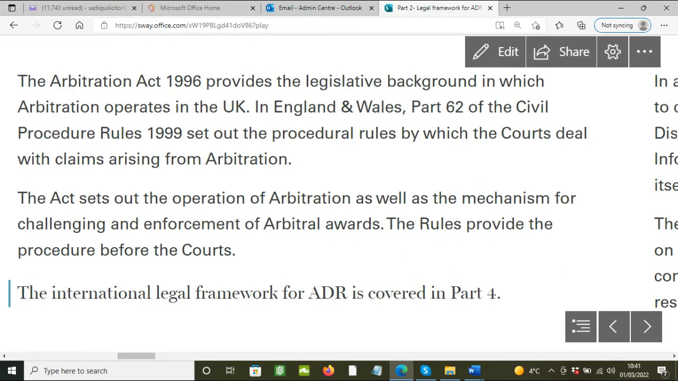The Arbitration Act 1996 provides the legislative background in which arbitration operates in the UK. In England and Wales, Part 62 of the Civil Procedure Rules 1999 sets out the procedural rules by which the courts deal with claims arising from arbitration. The Act sets out the operation of arbitration as well as the mechanism for challenging the enforcement of arbitral awards. The rules provide the procedure before the courts.